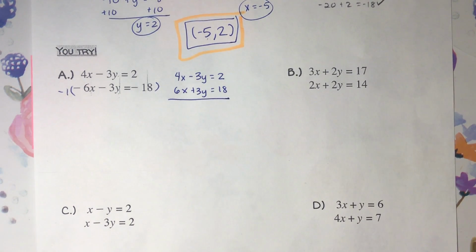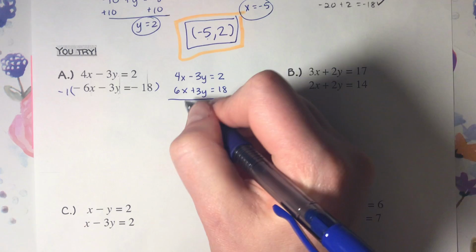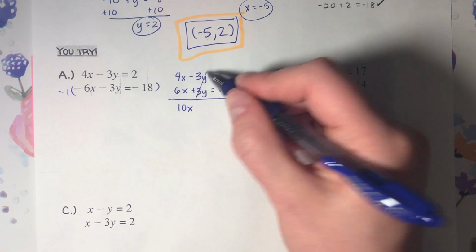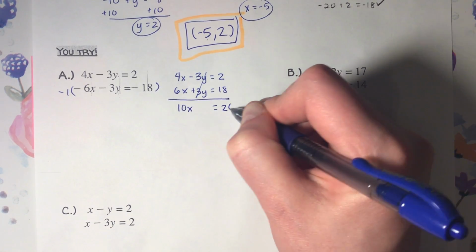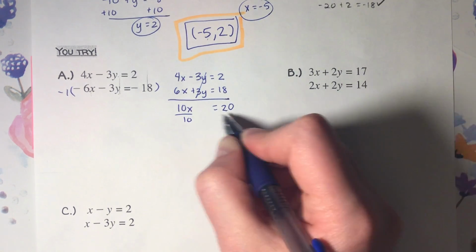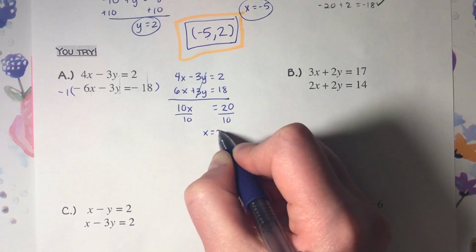Now I'm ready to add them up. 4x plus 6x is 10x. Negative 3y and positive 3y are eliminated, and this is going to equal 20. Go ahead and solve this problem the rest of the way, so divide by 10 on both sides, and I get x is equal to 2.